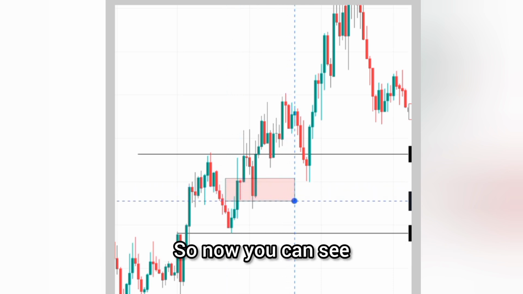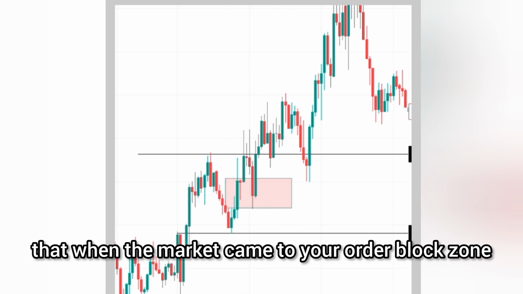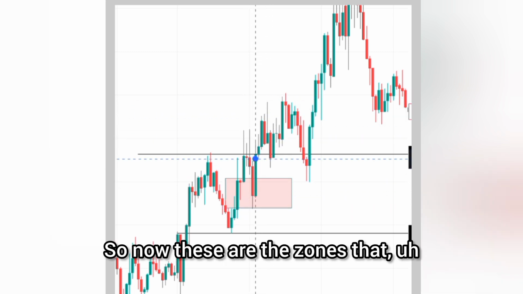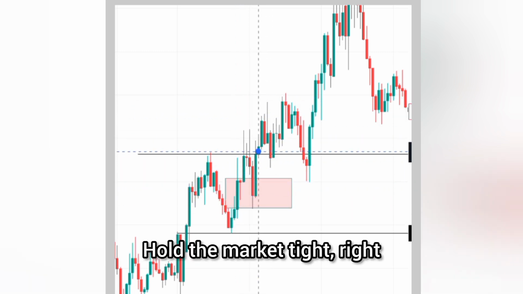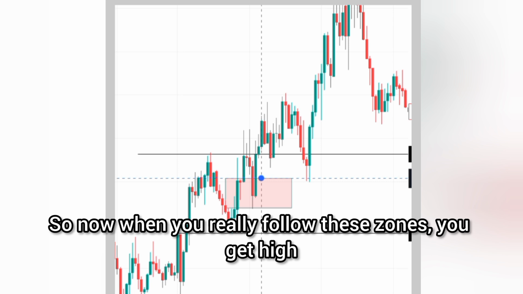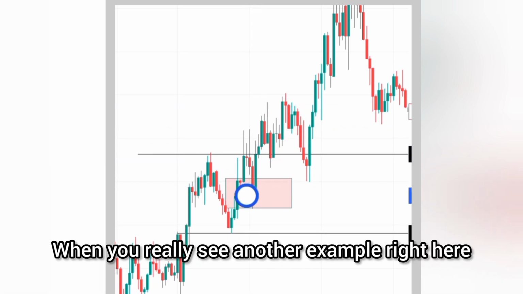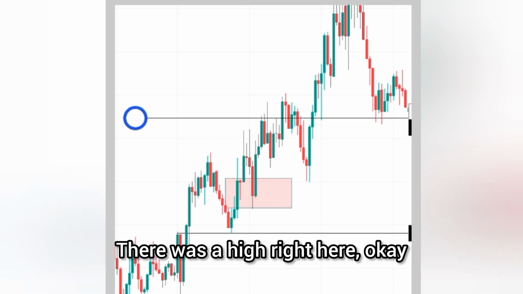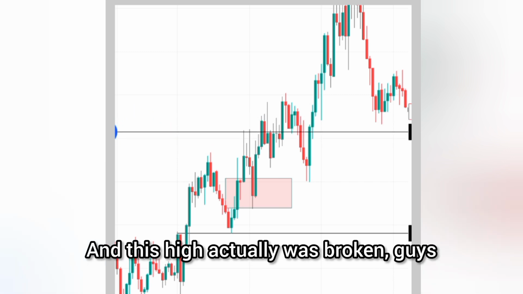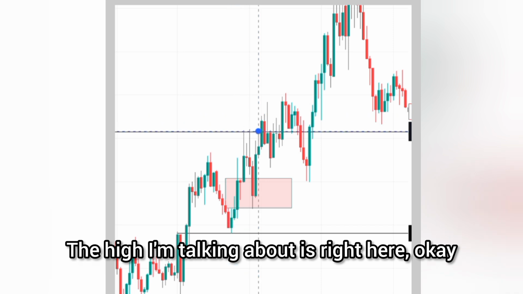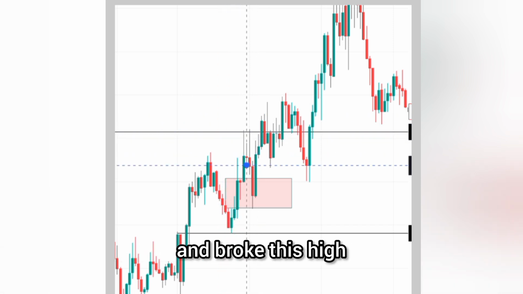You can see that when the market came to your order block zone, it bought again right here. So these are the zones that hold the market tight, right? When you follow these zones, you get high probability setups, guys. Here is another example. There was a high right here, and this high was broken, guys. The high I'm talking about is right here. The market came and broke this high.